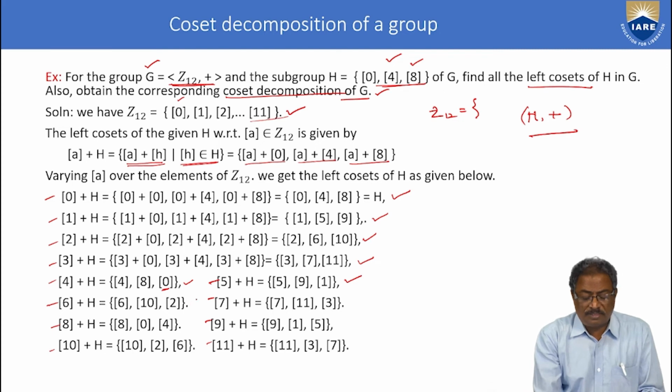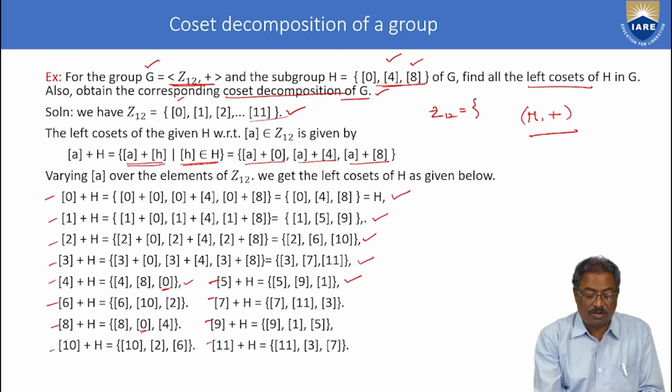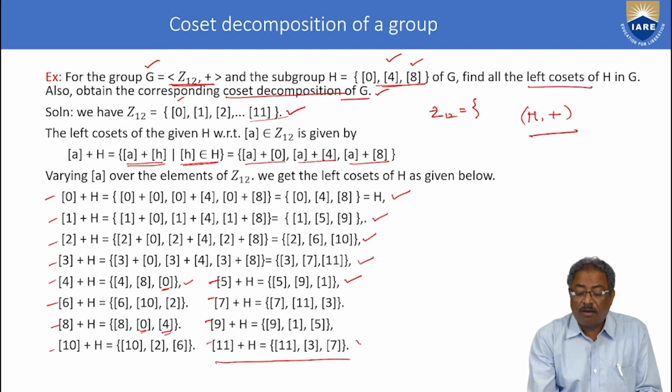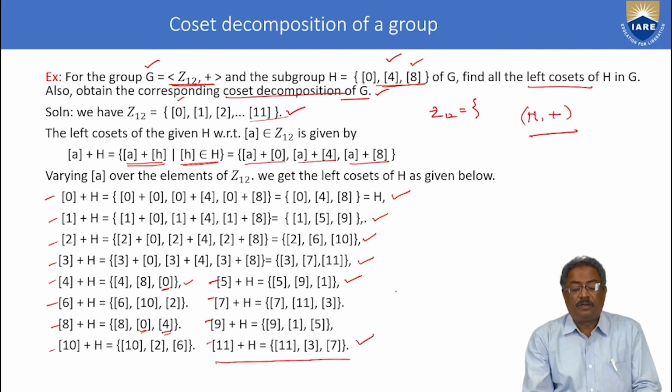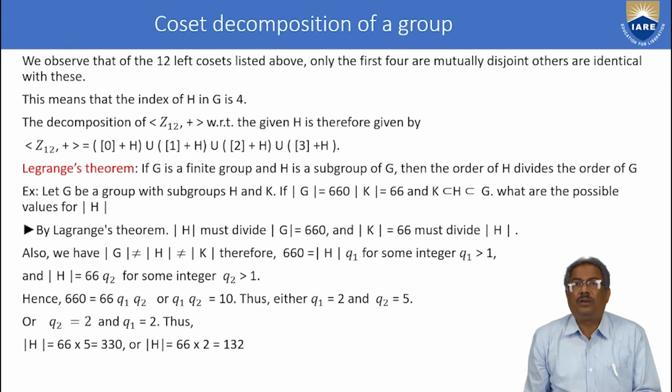Now, in the same way, the other element I am taking from Z, which is equal to 8. So 8 plus 0, 8. 8 plus 4 is 12, 12 means it is 0. Then 8 plus 8 is 16, 16 minus 12, it is 4. So like that, we have to calculate all the left cosets. We are finding all the possible left cosets.